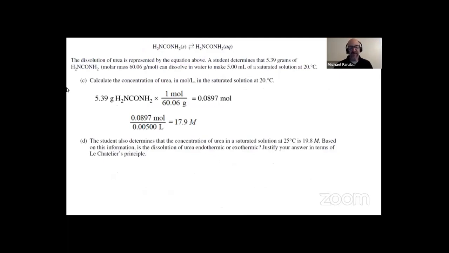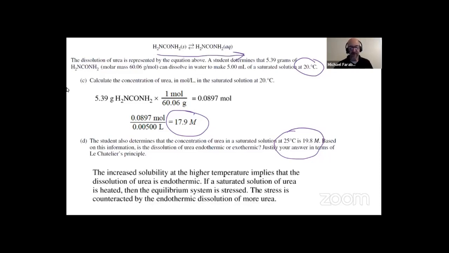The student also determines that the concentration of urea at 25 degrees Celsius, not 20, but 25 degrees Celsius, is 19.8. So what just happened is we raise the temperature and we increase the concentration. That results in a shift toward the products. That indicates that the reaction must be endothermic, because when we raise the temperature, we increase the concentration of the product. That's Le Chatelier's principle.